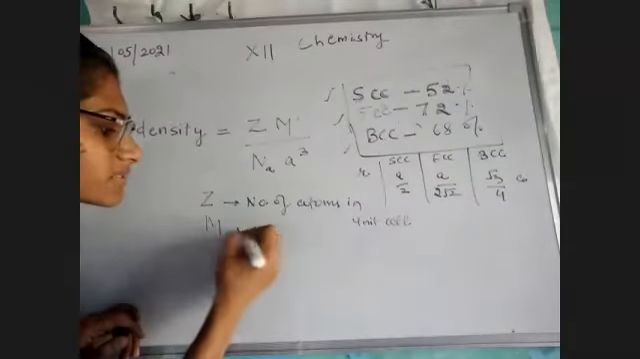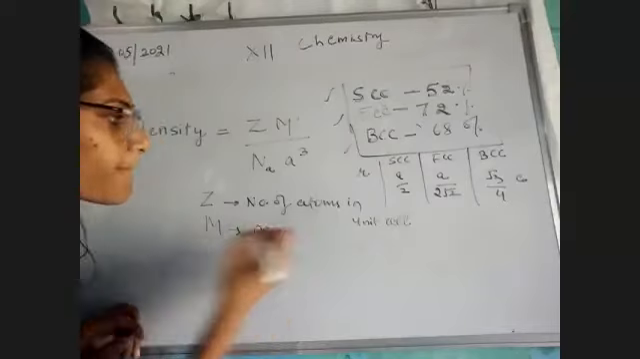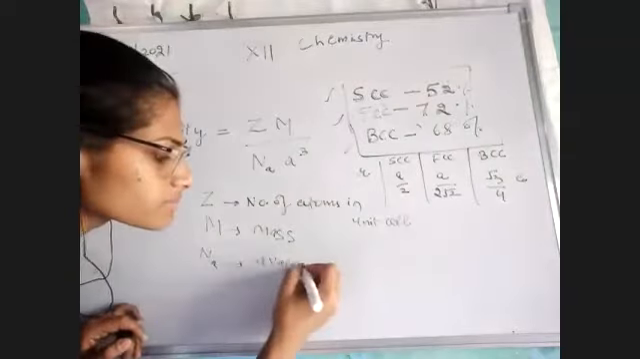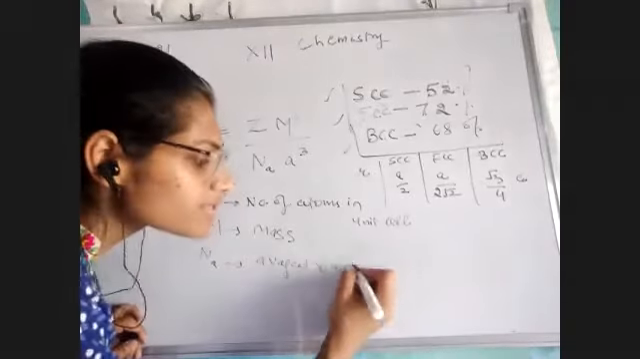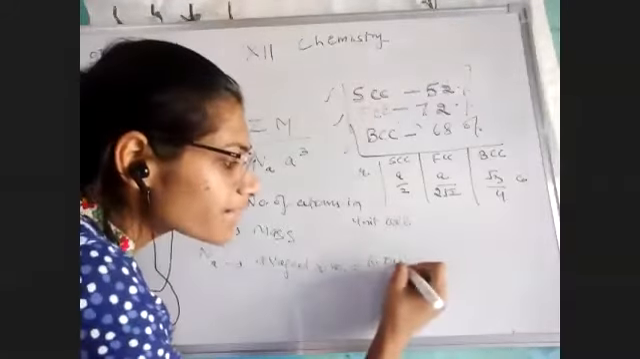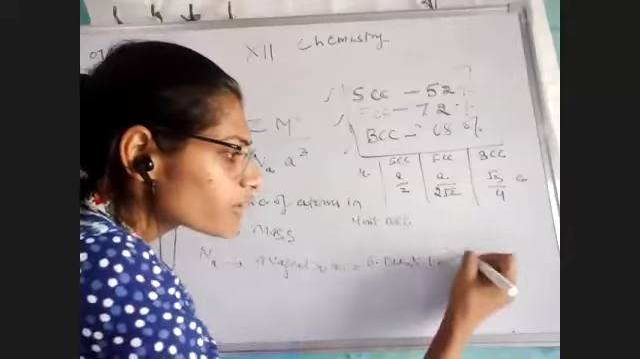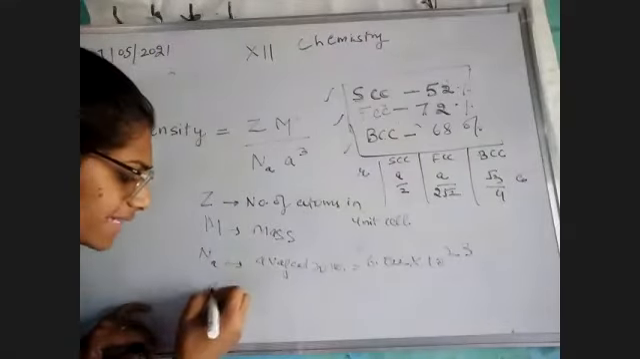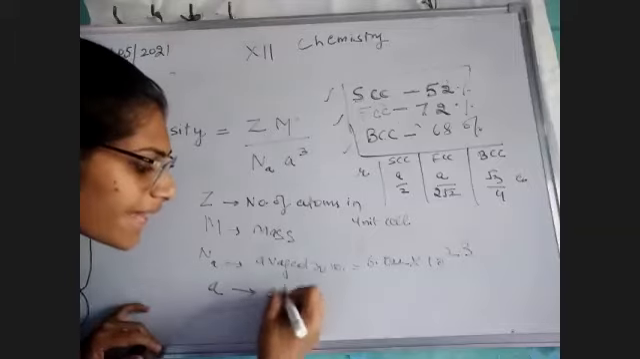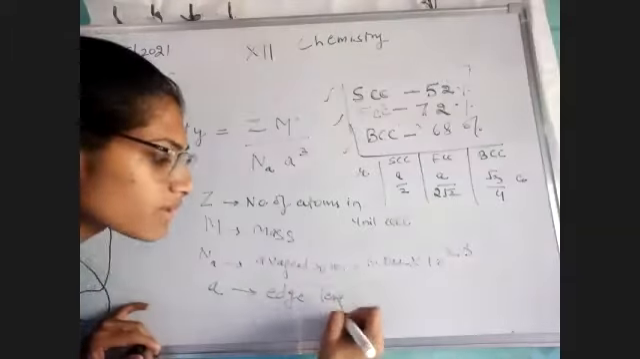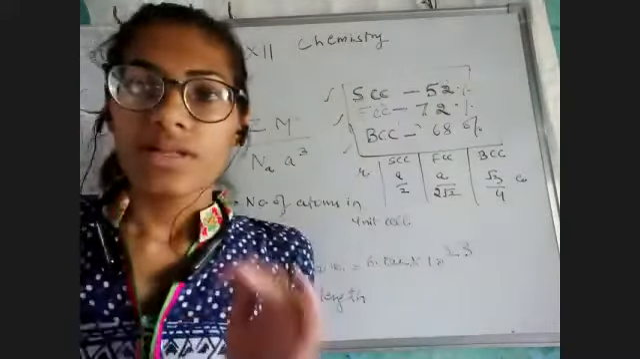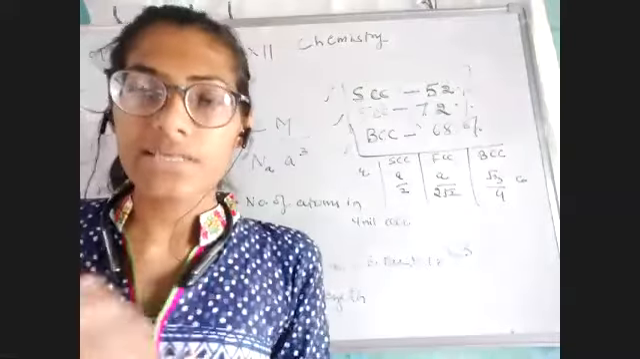M represents the mass, and A represents the Avogadro number. What is the Avogadro number? This is equal to 6.022 into 10 raised to power 23. And the last one, A represents edge length. We will just see a simple numerical formula, and then we will finish the class by taking your quiz.